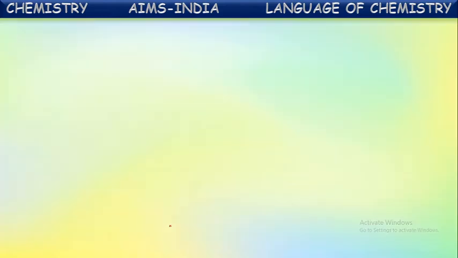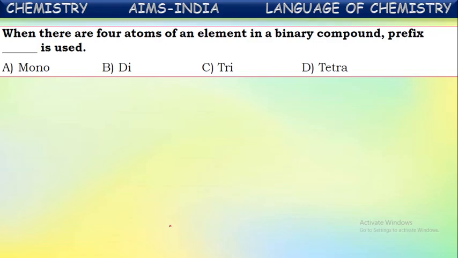Okay, next. When there are 4 atoms of an element in a binary compound, the prefix dash is used. Yes, if there are 4 atoms of an element, then what is the prefix we use? We use tetra. If there is 1 atom, mono. If there are 2 atoms, di. If there are 3 atoms, tri. If there are 4 atoms, then the prefix tetra is used. Okay.